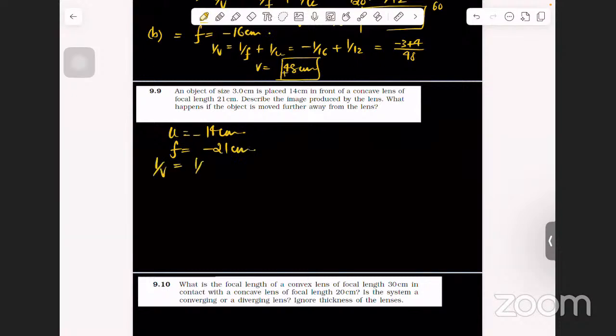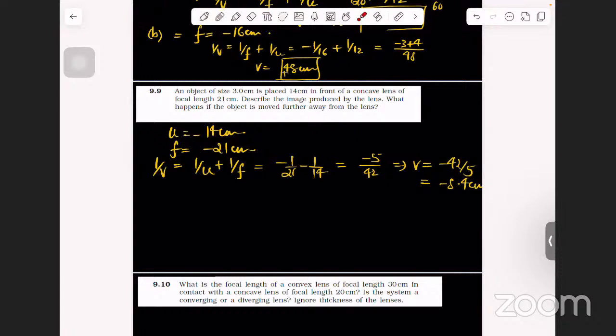1 upon v equals 1 upon u plus 1 upon f, which is minus 1 upon 21 minus 1 upon 14, which is 42 and minus 5, right? So v would be minus 42 upon 5, which is minus 8.4 centimeters. Minus sign, so it will be left side. The image will be obtained 8.4 centimeters away and on the left side of the lens.